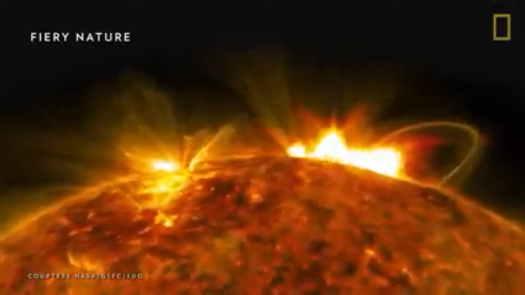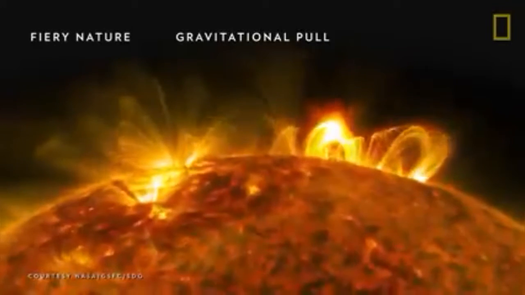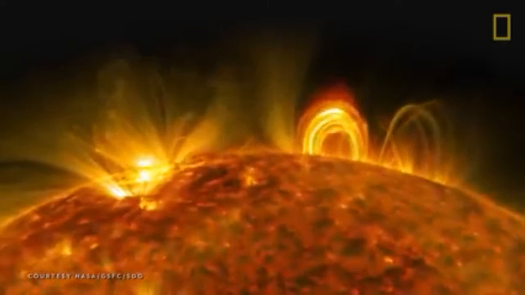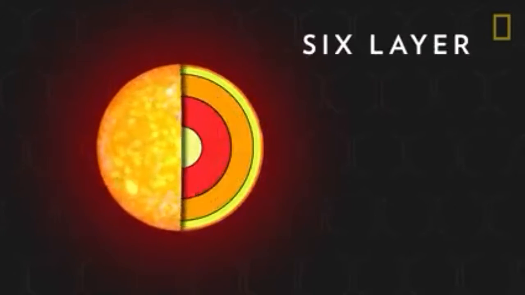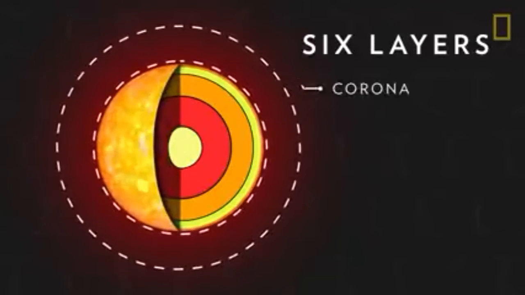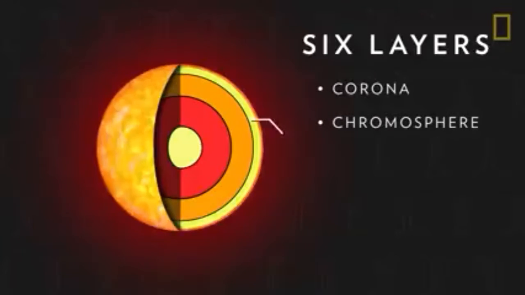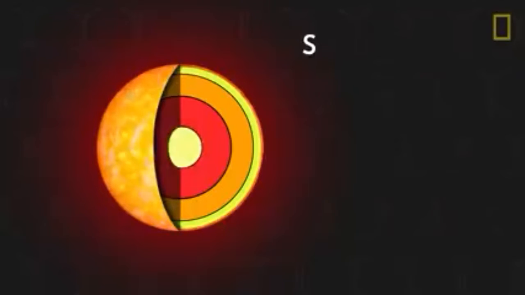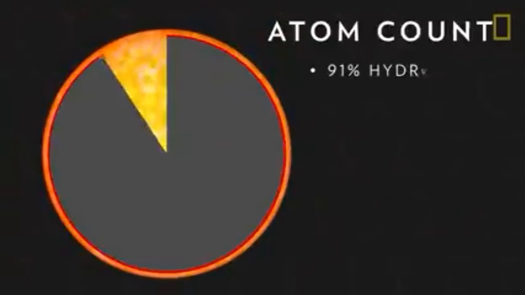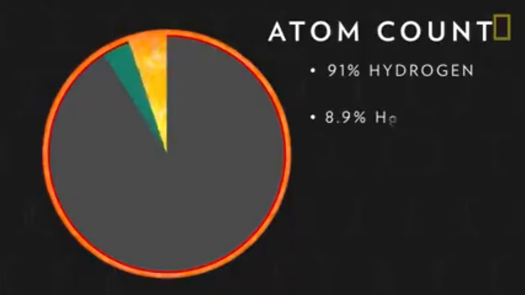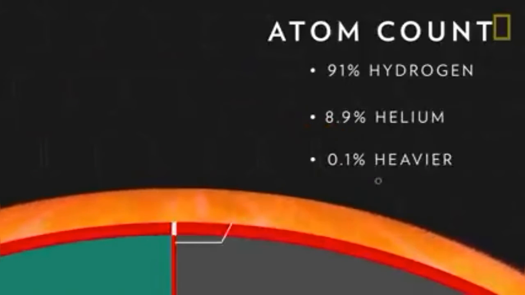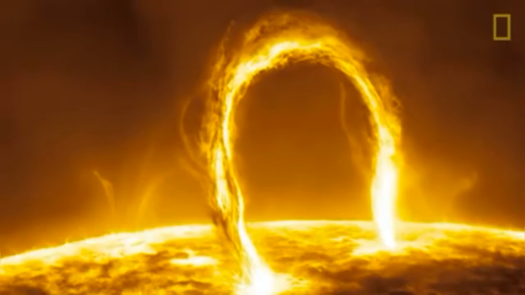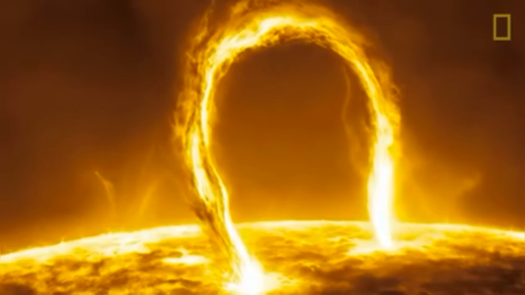The Sun's fiery nature, along with a tremendous gravitational pull and an extensive magnetic field, helped it to become the heart of our solar system. The Sun can be divided into 6 layers or regions: the corona, the chromosphere, the photosphere, the convective and radiative zones, and the core. In terms of atom count, the Sun is about 91% hydrogen, the Sun's fuel, 8.9% helium, and 0.1% heavier elements, such as carbon and nitrogen. Due to the Sun's extreme temperatures, these elements stay in a gas-like phase called plasma.